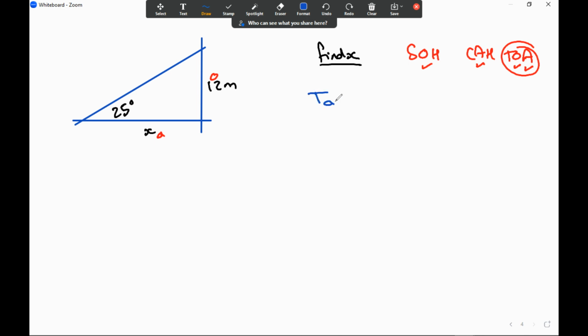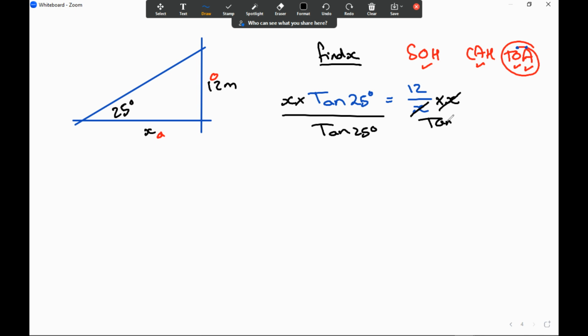So let's write it out. Tan of the angle I know now equals, first O over A, so 12 over x. I need to now solve for x. Because x is in the denominator, I can multiply both sides by x first, to cancel it, then divide both sides by tan 25, leaving me with x equals 12 divided by tan 25 degrees.